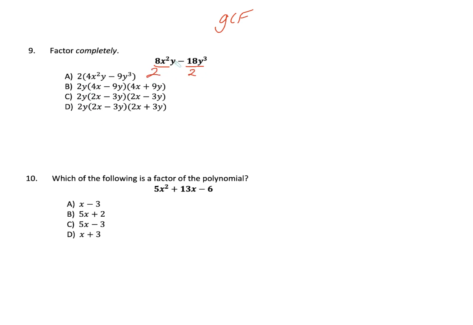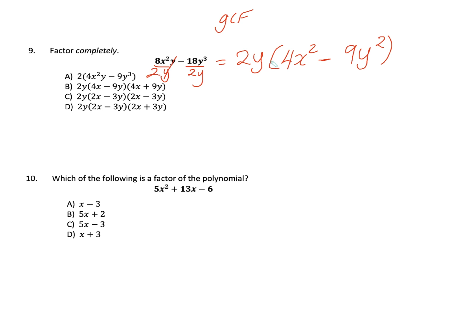Who else do they have in common? They have y. And remember, you take the smallest, so you take y to the first. So you get 2y, and then inside you get 4x squared, because this would cancel, and 8 divided by 2 is 4, minus 9y squared. Because remember, 18 divided by 2 is 9, and 3 minus 1 is 2.